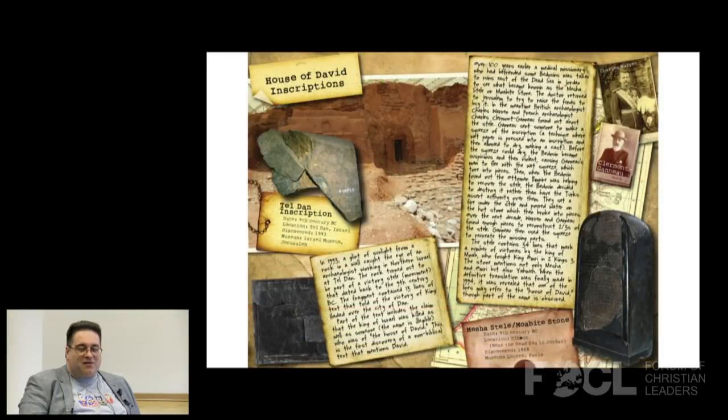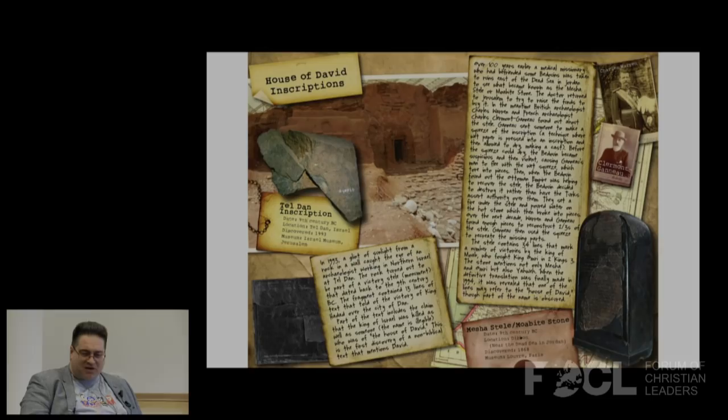But on King David, there are various inscriptions talking about David and the house of David that have been found that show that there was indeed a King David, including most notably perhaps the so-called Tel Dan inscription, which hopefully, if the technology works, I have a little video of.